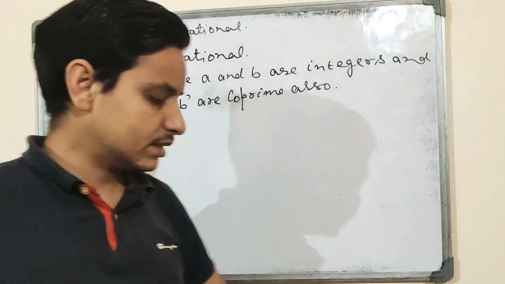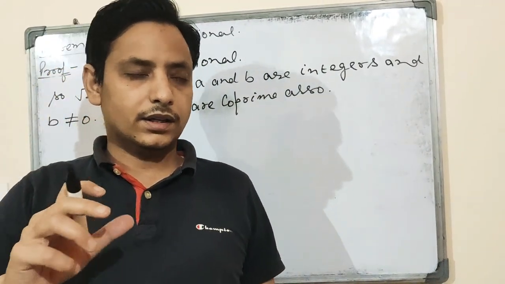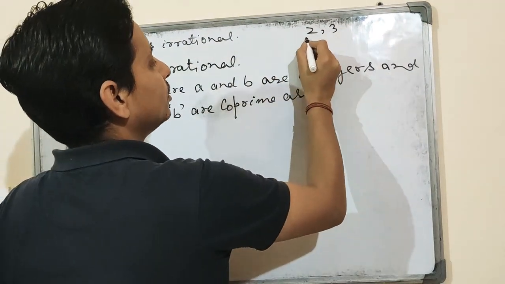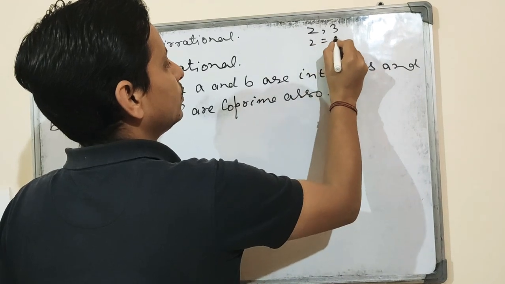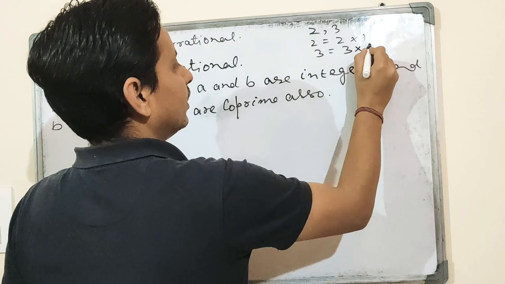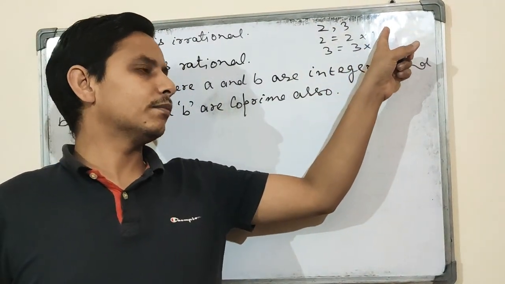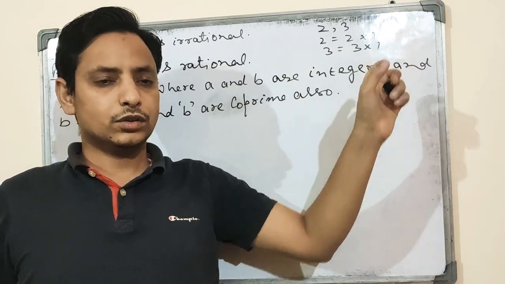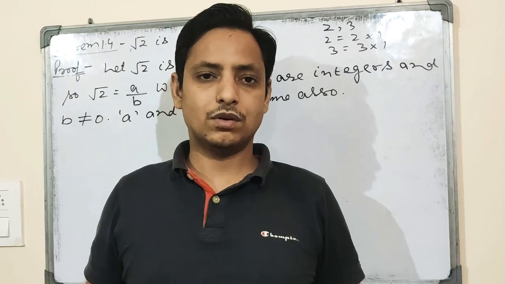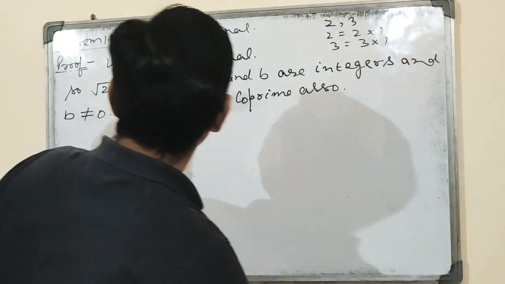Students, co-prime means they have a common factor that is only 1. If we have two numbers 2 and 3, so 2 equals 2 into 1 and 3 equals 3 into 1. So between 2 and 3, the common factor is only 1. So if two numbers are co-prime, then they have a common factor that is only 1. So a and b are co-prime also.